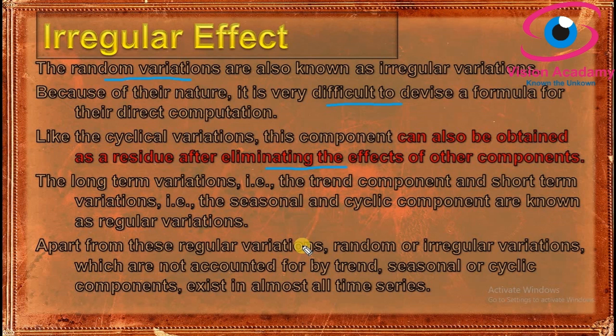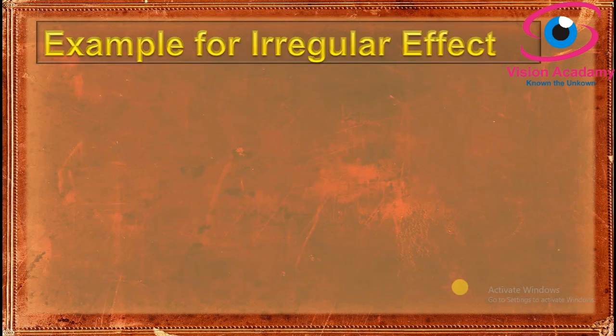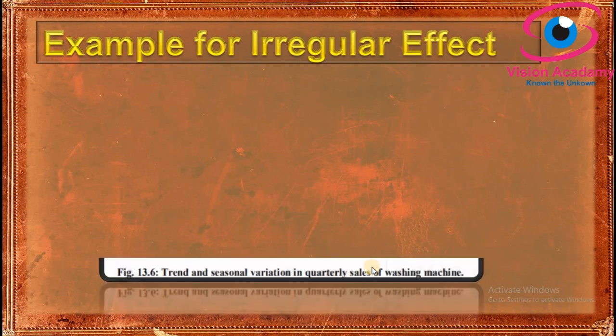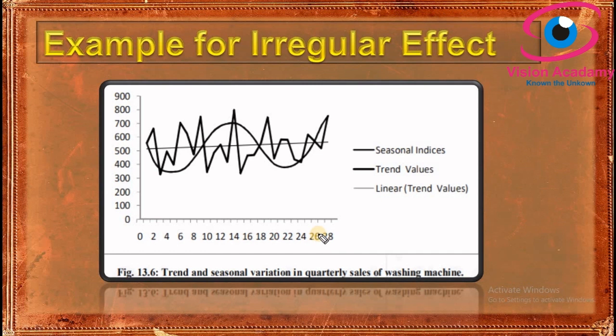Here, what is irregular effect? The long-term variation, we know, is the trend component, and short-term variation, we know, is the seasonal and cyclical component, which are regular variation. Here we can understand irregular variation by an example. In this picture, we may see seasonal indices and trend values, with a linear trend value, which means there is a presence of a long-term linear trend, and also seasonal variation in the data, which is a mixture of long-term and short-term variation. This is called irregular effect.